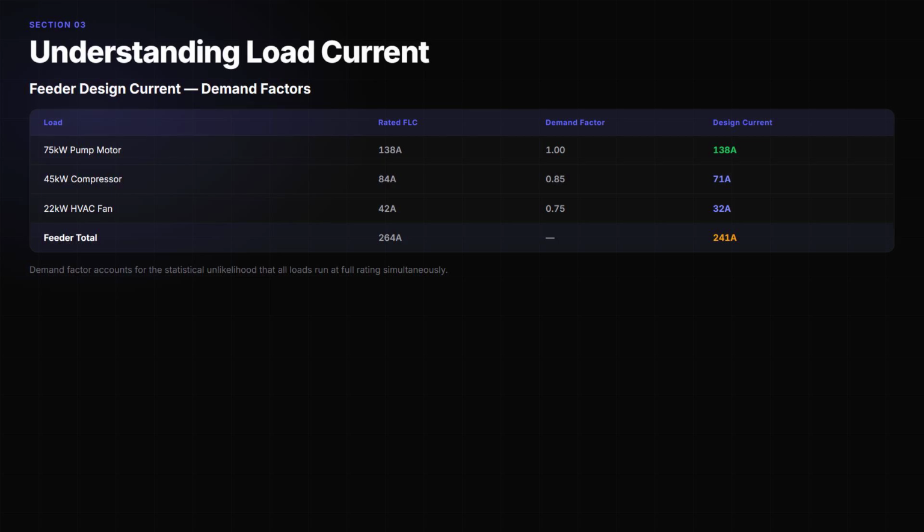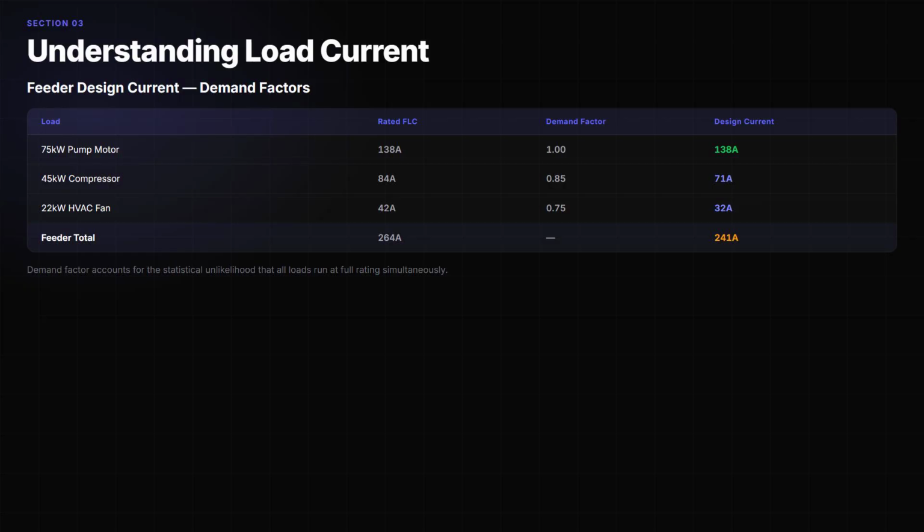Combining these, a 75 kilowatt motor on a 400 volt supply with efficiency 0.92 and power factor 0.85 draws a full load current of approximately 138 amperes. This becomes the design current, IB, which is the starting point for every subsequent calculation.